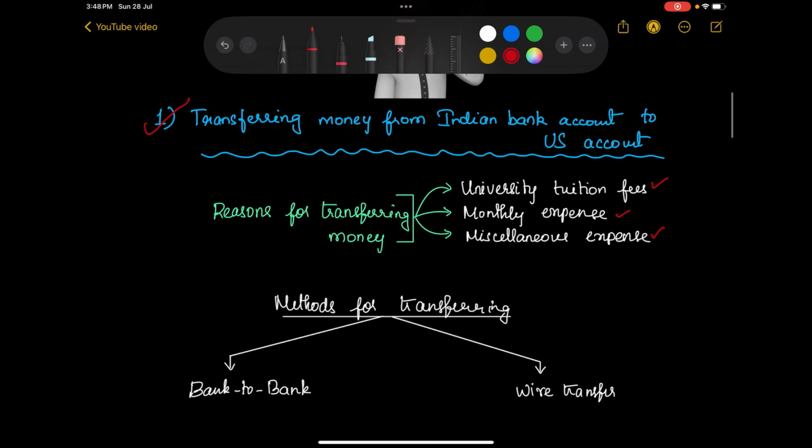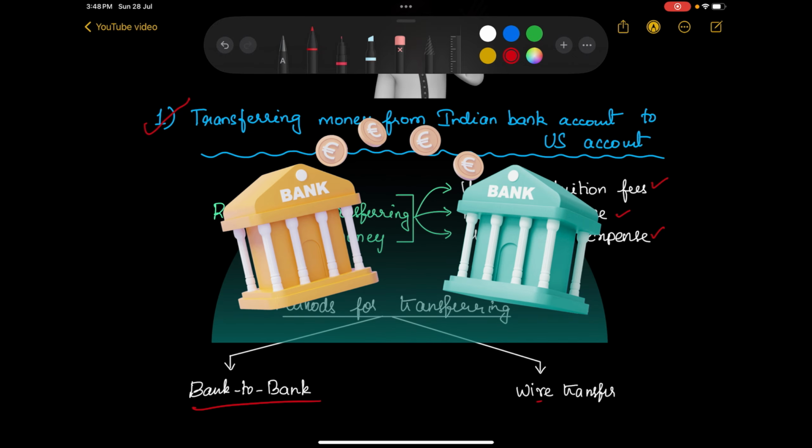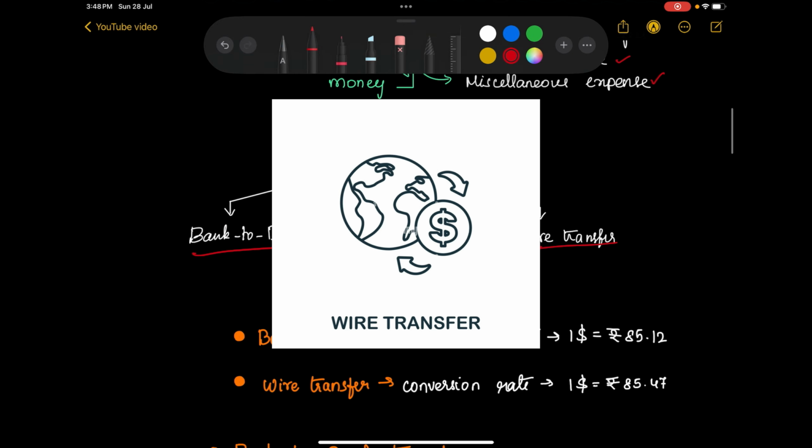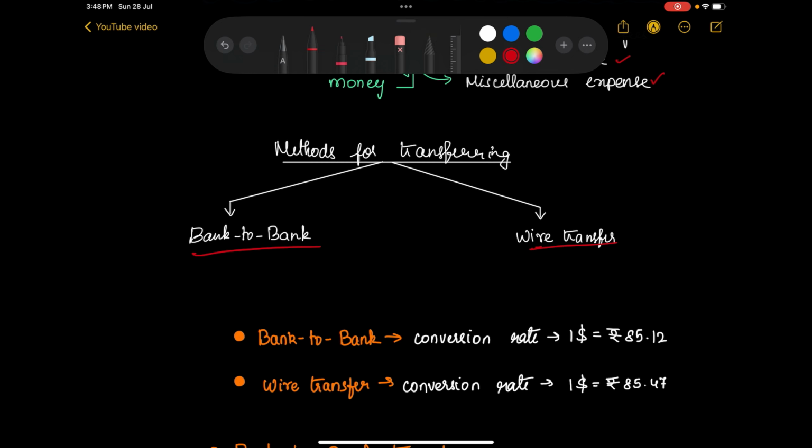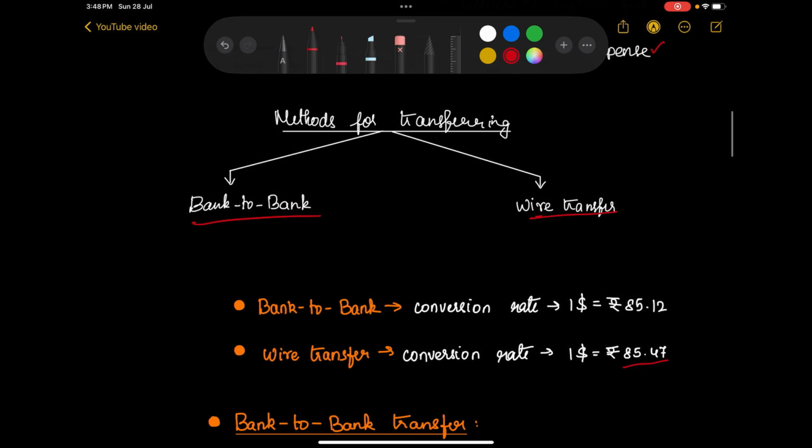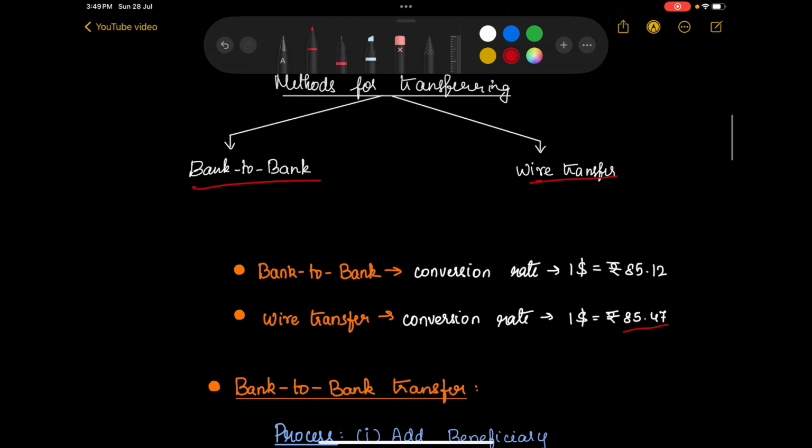There are two main methods. First is bank to bank and the next is wire transfer. As you can see here, the conversion rate for a dollar in Indian rupees is almost similar, but it's a bit higher in wire transfer. Now, let me provide a detailed view on both of these methods.